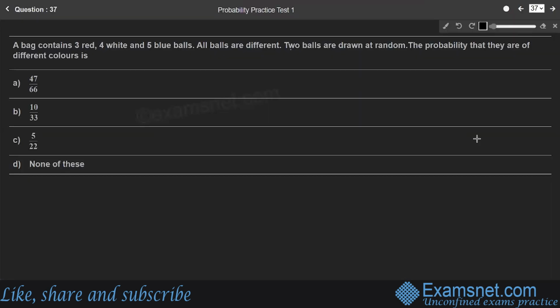Question number 37. A bag contains 3 red, 4 white and 5 blue balls. All balls are different. 2 balls are drawn at random. The probability that they are of different colors is. So here we'll consider the probability formula.